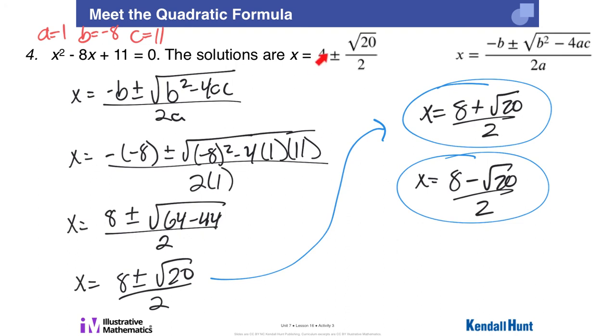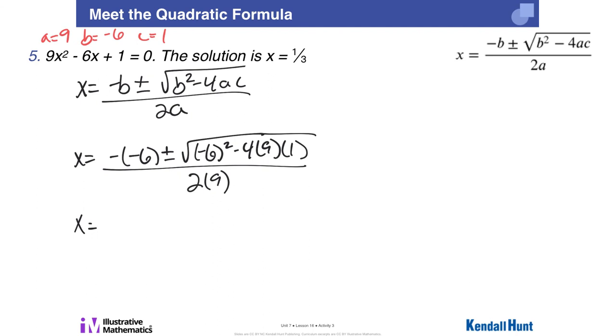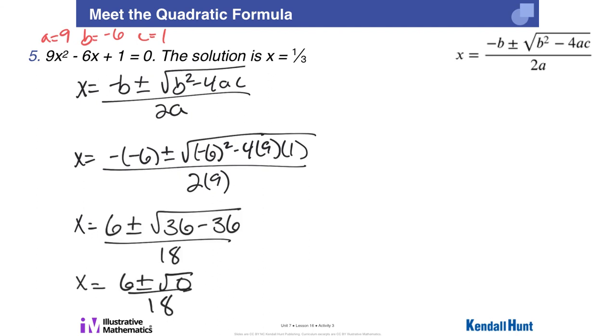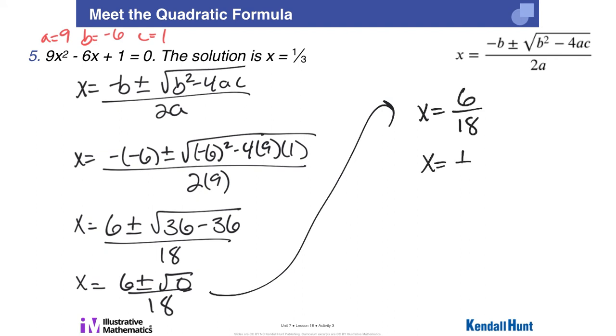Again, your book is going to tell you that it's 4 plus or minus the square root of 20 over 2. If you want to simplify that out, you can, but if you want to leave it as I have here, that is perfectly fine. When you simplify this one underneath the square root, we just get 0, and the square root of 0 is 0. So our only possibility in this case is 6 over 18, which does simplify to 1/3. That is why there's only one solution in this problem, and that's because under the square root, we ended up with 0.